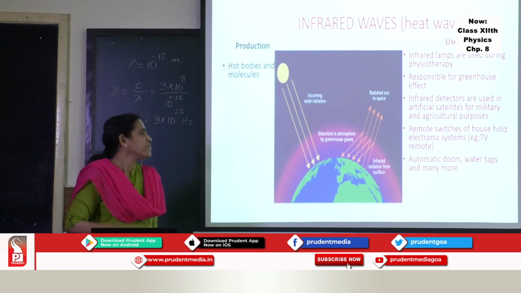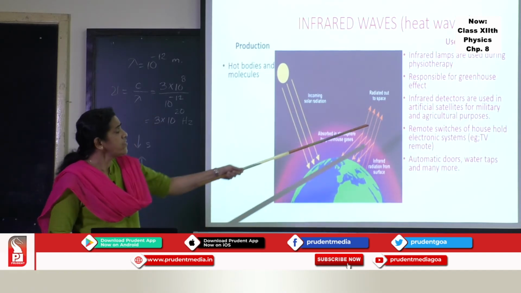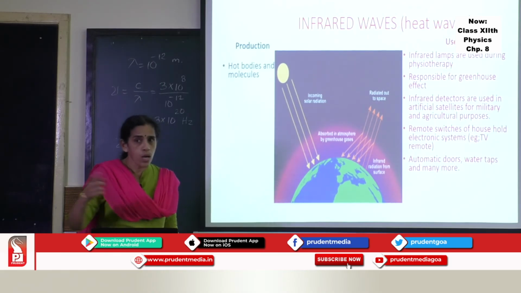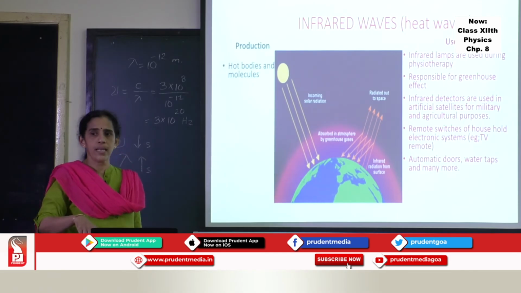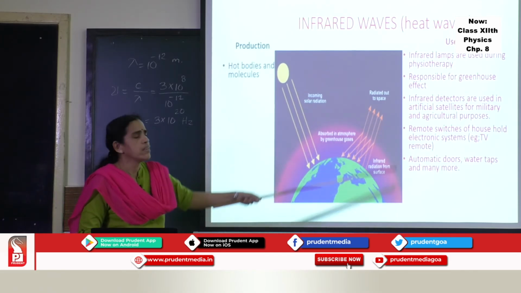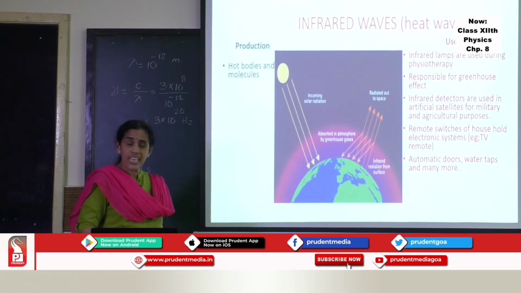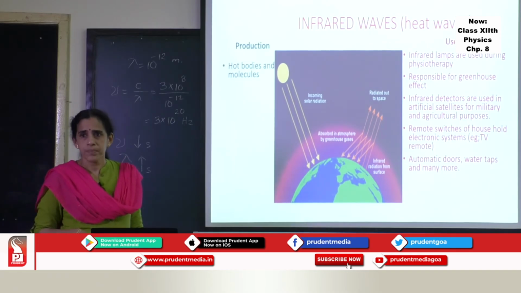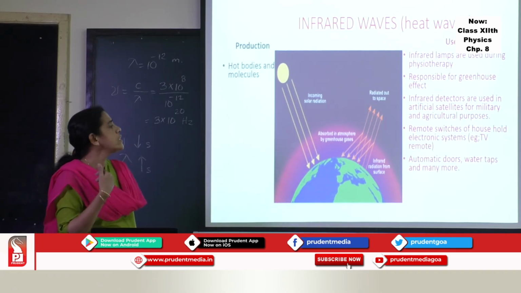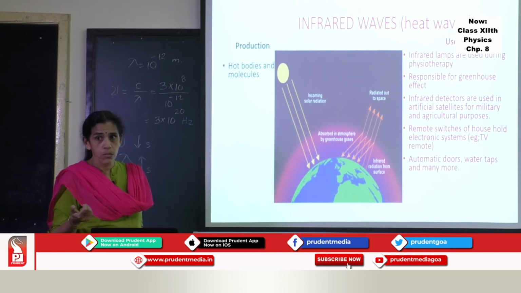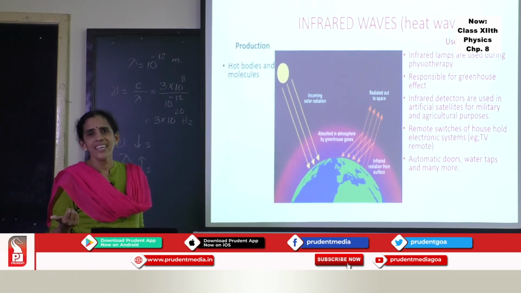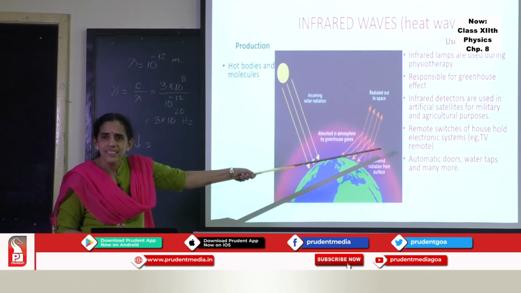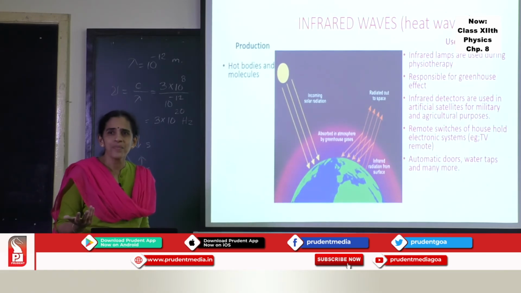Yes. Okay. And then these infrared detectors are used in artificial satellites. Last year you have studied polar satellites, geostationary satellites. So they are used in many military purposes, agriculture purposes. Yes, to know the growth of crop and the weather forecast, everything, these waves are used. Of course, your remote switches, TV, what is it emitting? Infrared rays. And that's why we cannot see it, no?